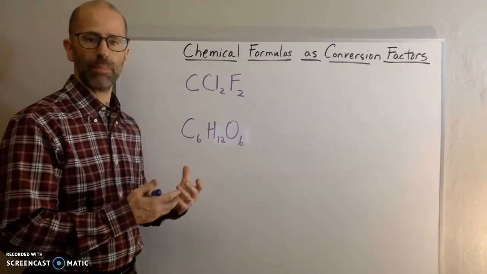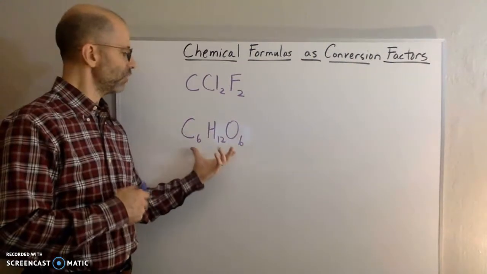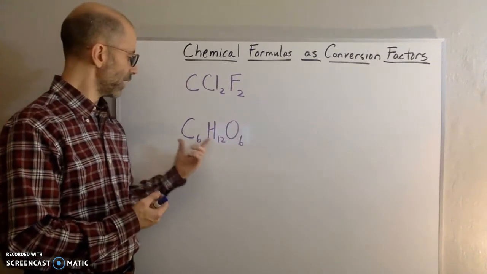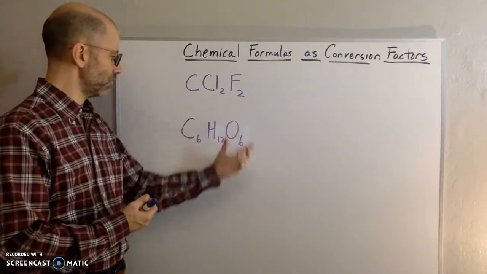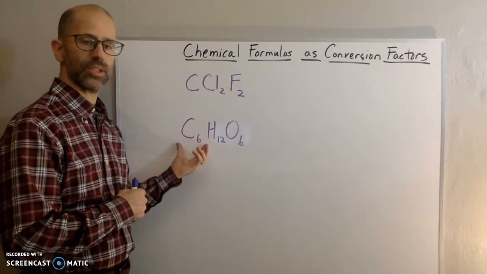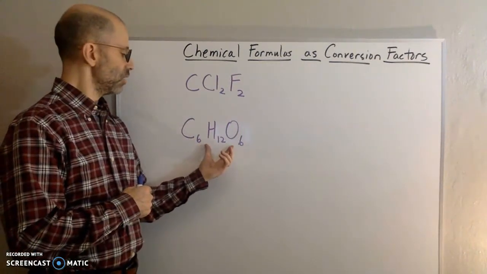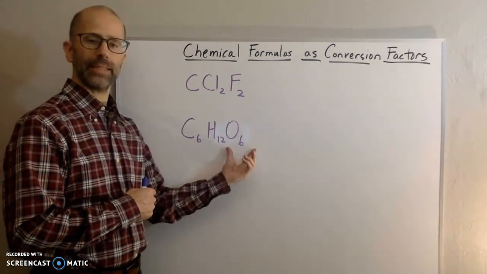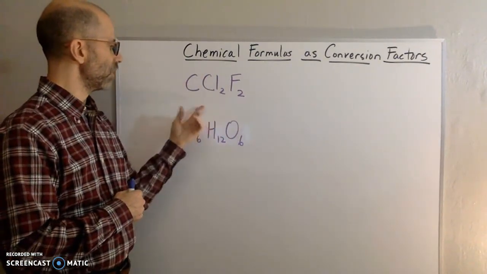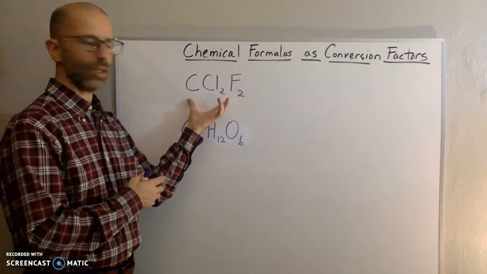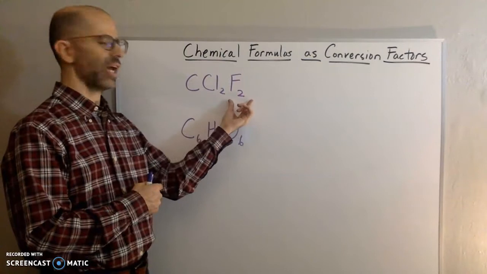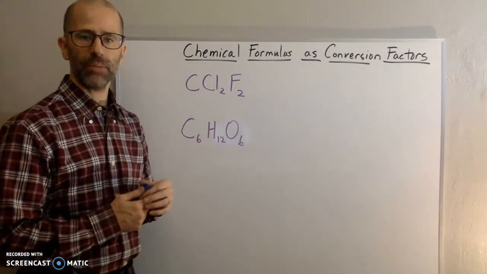for individual compounds. And so this can represent one molecule, right? So if I have one molecule of this substance, which is glucose, then that one molecule is going to have 6 carbons, 12 hydrogens, and 6 oxygens. Same thing with this substance here. This would be one molecule, which is 1 carbon, 2 chlorine atoms, and 1 fluorine atom.